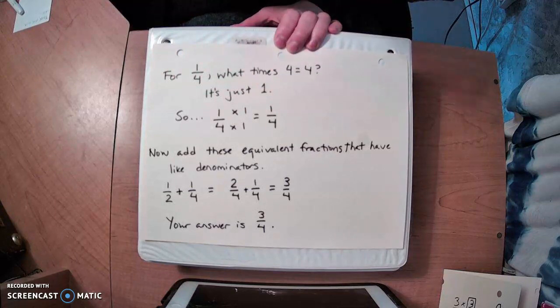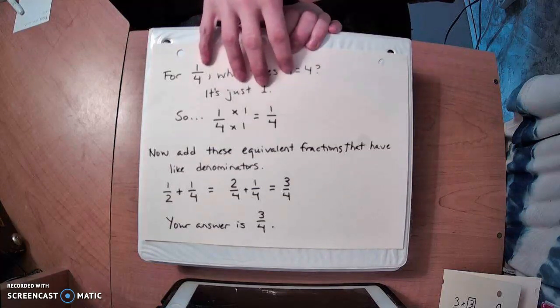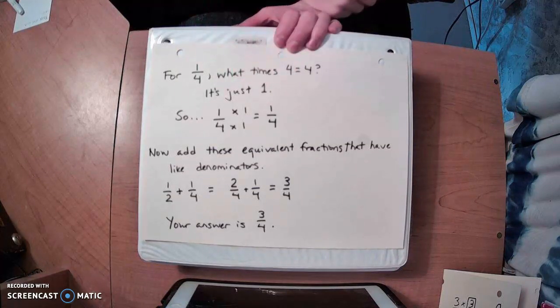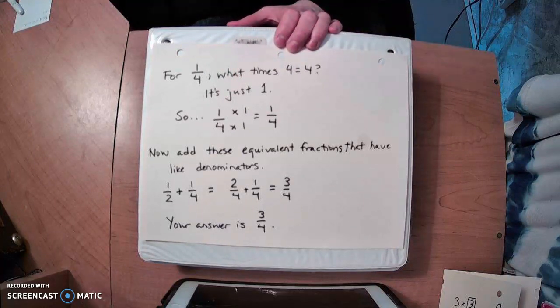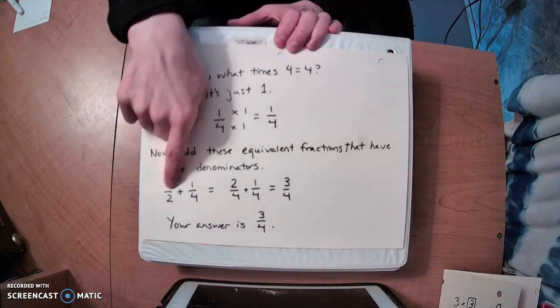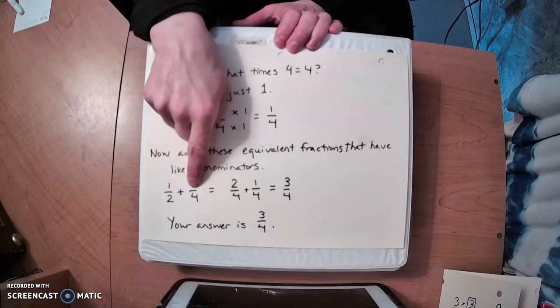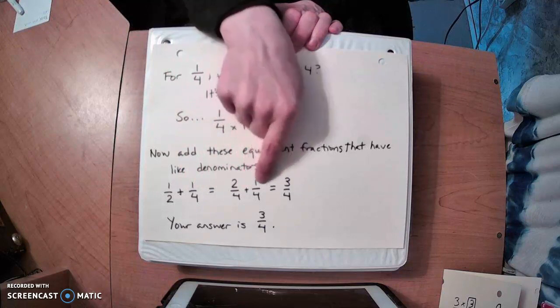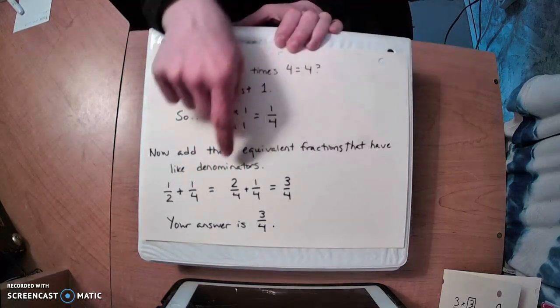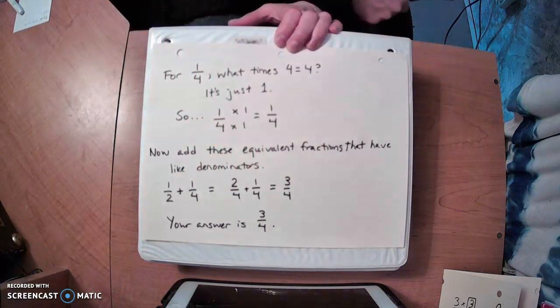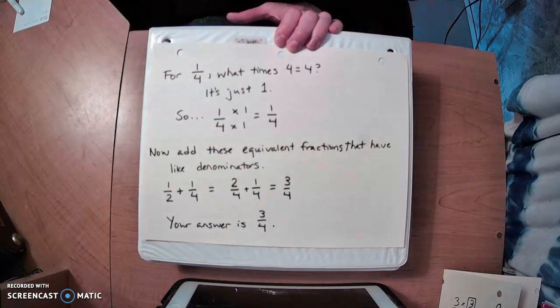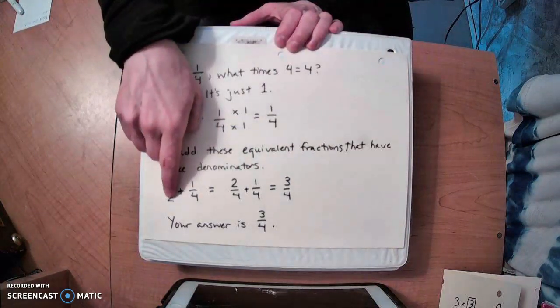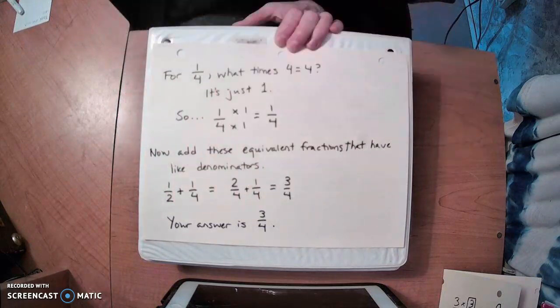So now what we're going to do is we have our 2/4 that we got from our 1/2. We have our 1/4 that we just got here, and we're going to add together our 2/4 plus our 1/4 because those are equivalent fractions. 1/2 plus 1/4 equals the same thing as 2/4 plus 1/4. 2/4 plus 1/4 equals 3/4. So the answer to 1/2 plus 1/4 is 3/4.